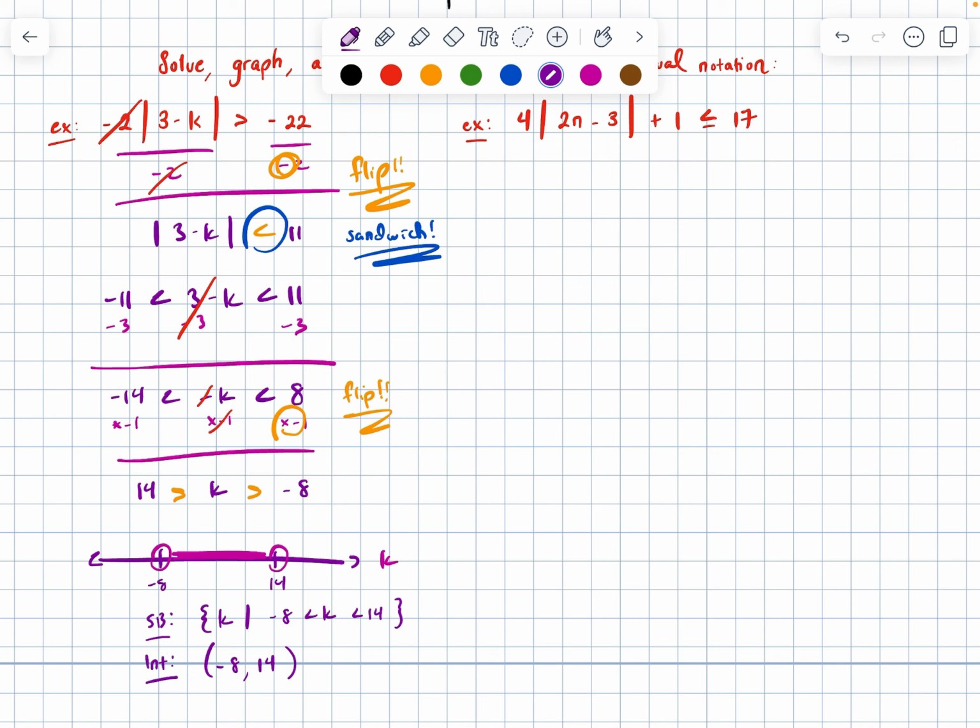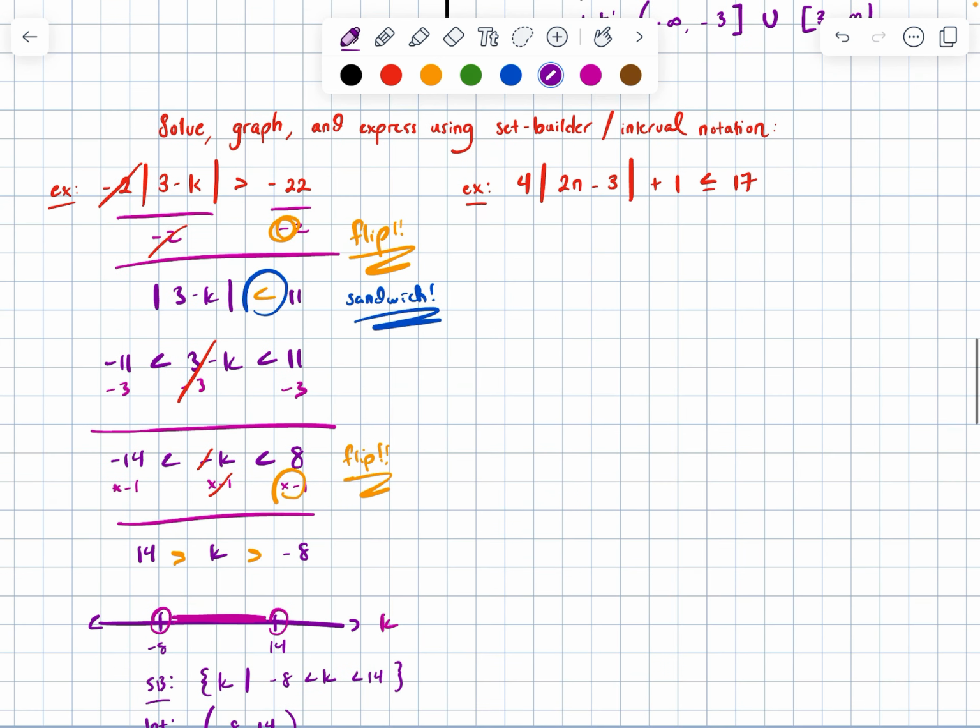Your goal is to get the absolute value by itself. After that, we want to break it down into either our split or our sandwich, depending on our inequality, make our graph, and draw both our set builder and interval notations. Again, if you're noping out, you're noping out. I'll see you when I see you. If you want to stick around and get a little more practice, be my guest.